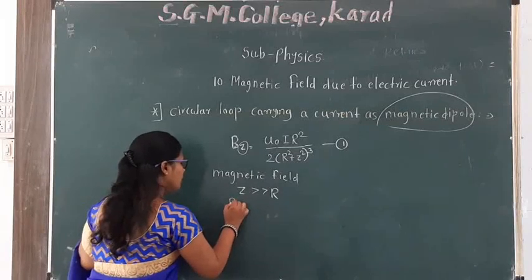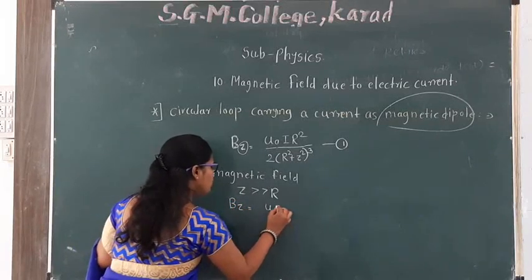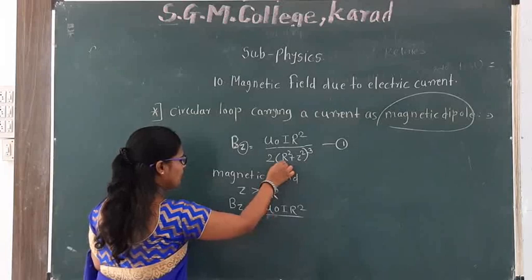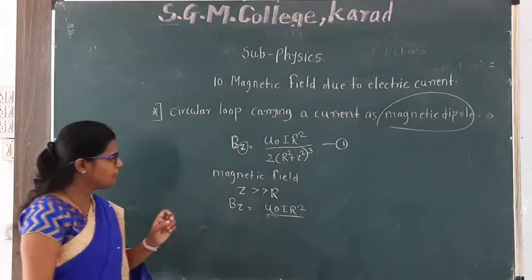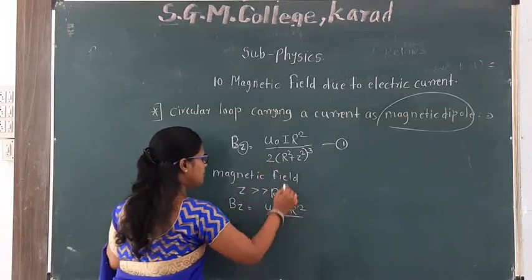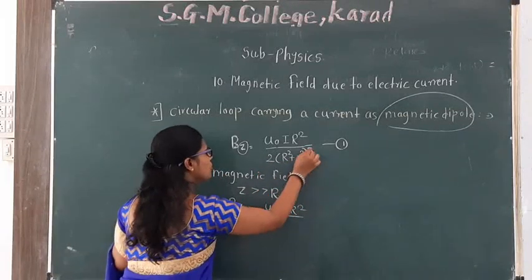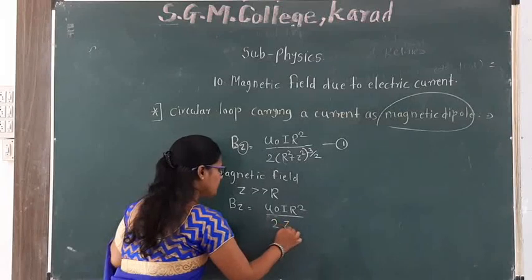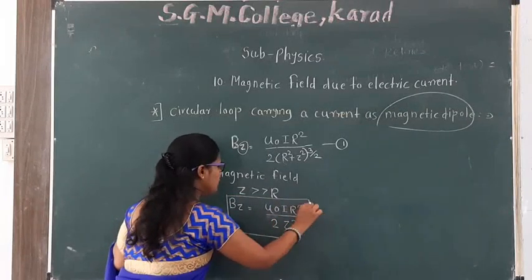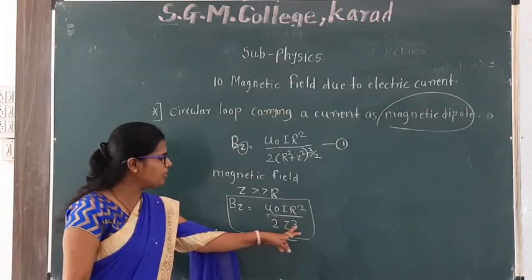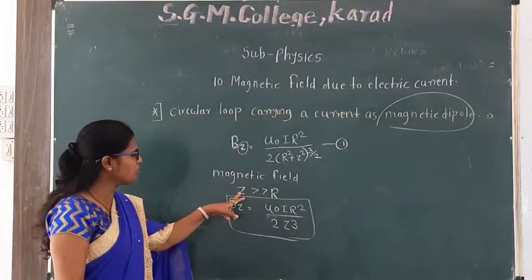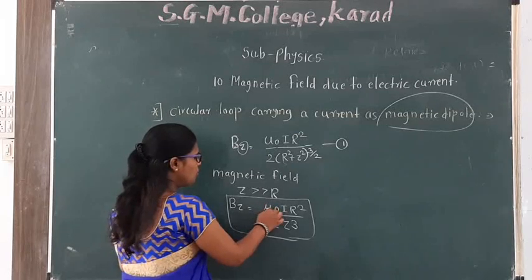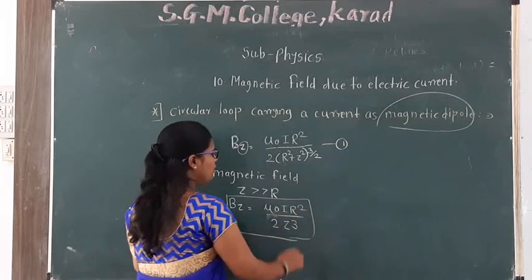Therefore, Bz is equal to mu 0 I r square upon 2, where the r term in the denominator is neglected. Then the square and the power 3 by 2 give z cube. So Bz is equal to mu 0 I r square upon 2 z cube, because at the larger distance z is much greater than r. Thus we get the equation Bz is equal to mu 0 I r square upon 2 z cube.